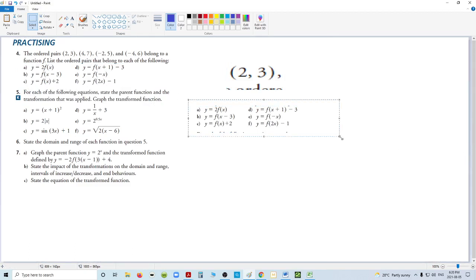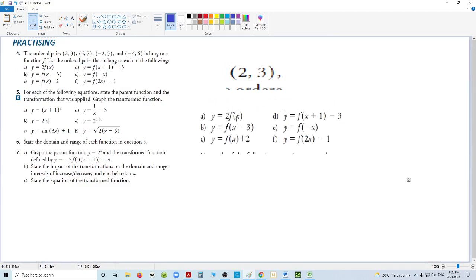And we're going to look at each rule separately. Let's look at this one. There's only one thing: the y is in front of the f, and y's are straightforward. So that just means there's only one thing going on, and I multiply all my y values by 2. So the new coordinate is 2, 6. And then if I look at this one here, 4, 7, it becomes 4, 14.